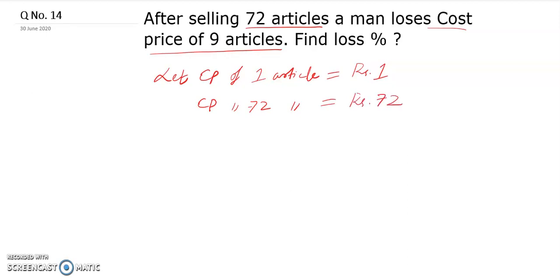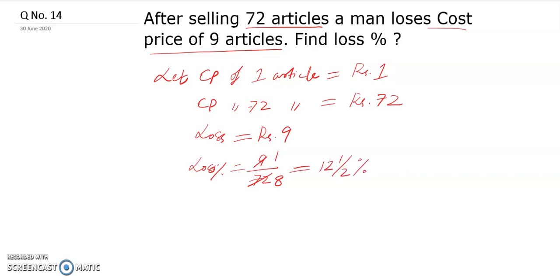So our loss is how much? CP of 9 articles. 9 articles means rupees 9. So our loss percentage, loss is 9, CP is 72. So 1 by 8 once again, and we know the value of 1 by 8 is 12 and 1 by 2%.